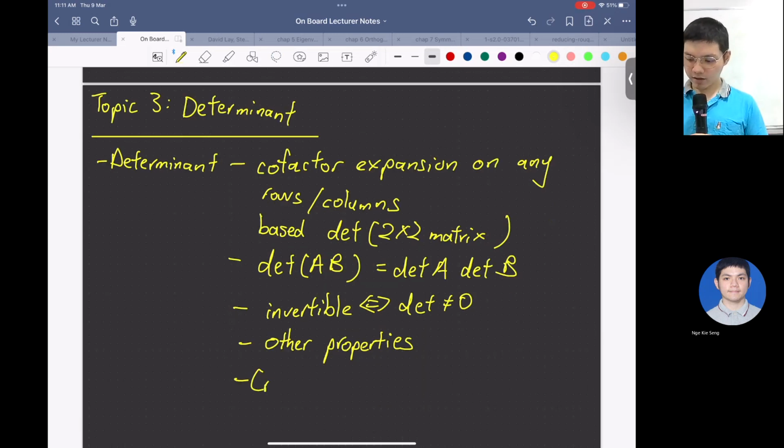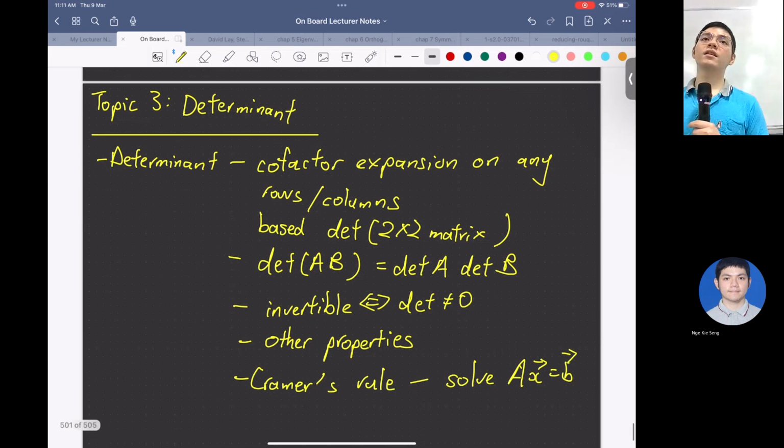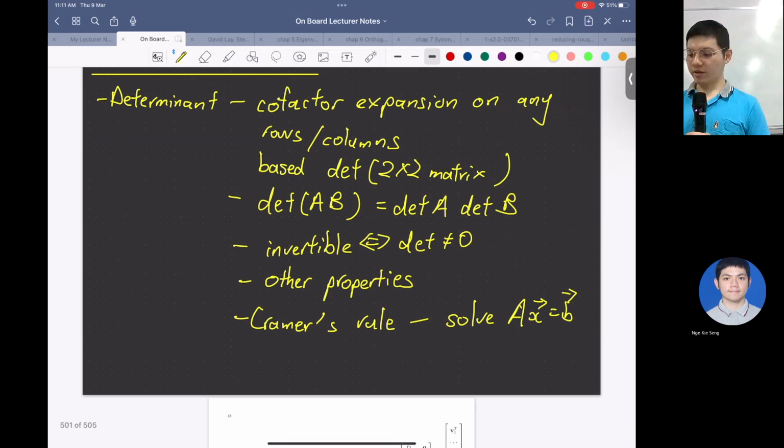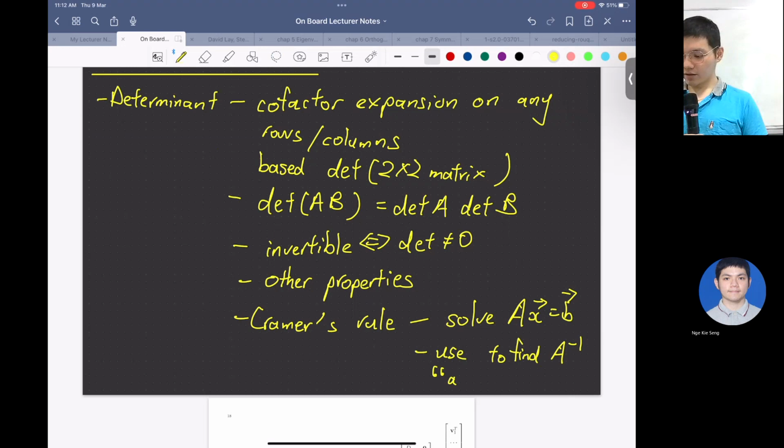So the main thing is Cramer's rule. Last thing, Cramer's rule. Cramer's rule is at first used to solve AX equals B. But you can set your B as a column of the identity matrix, so you can use it to find the inverse, using what we call the adjoint of A: 1 over the determinant times the adjoint of A.